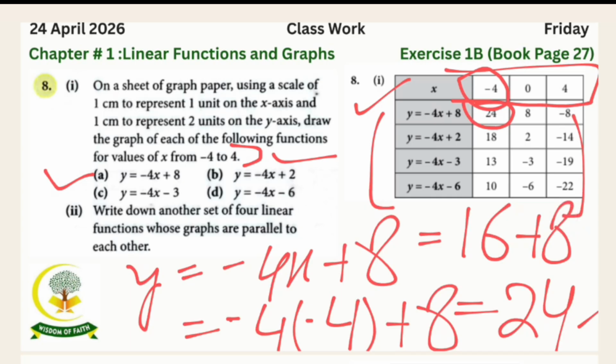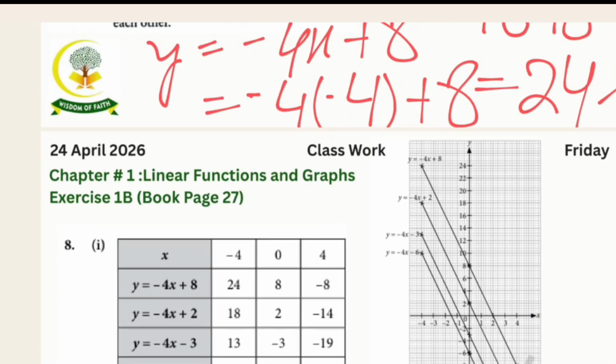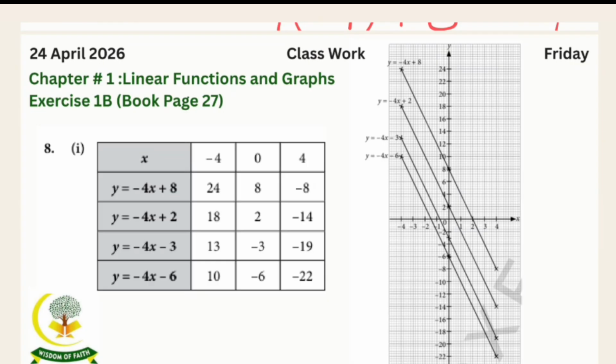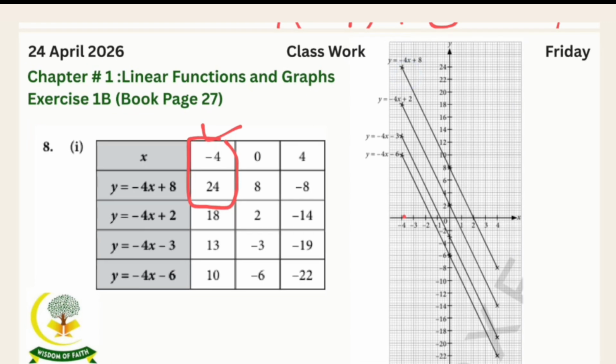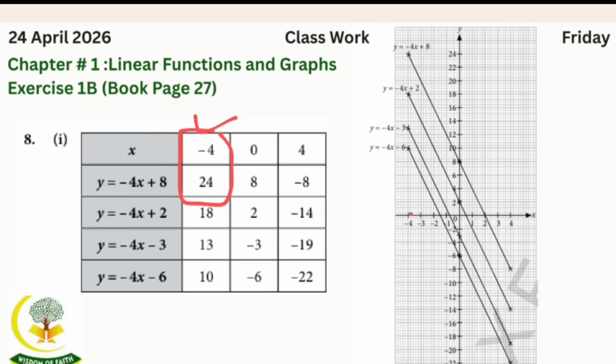You have already done it in your work. Clear? Now moving on. Next question. Question number 8. The graph you have to plot. This is the value of x, this is the value of y. So -4 and 24. So -4 is on the x-axis and 24 is on the y-axis. Clear? So here you go. Here you will be marking the point. Clear? Because here we have 24 and here we have x. So here will be the point. This is the first point according to this value.